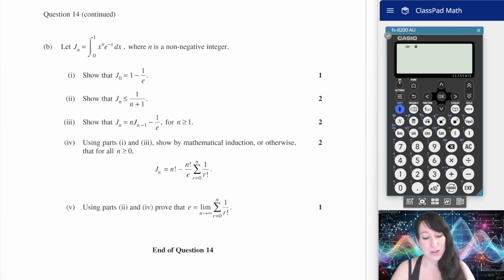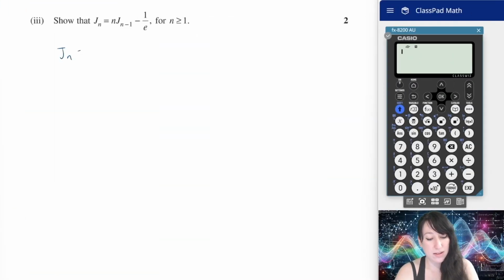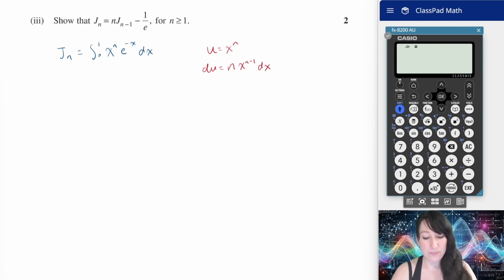Part 3. Show that Jn is equal to n times Jn minus 1 minus 1 over e for n greater than or equal to 1. Okay, remember that Jn is the integral from 0 to 1 of x to the n e to the negative x dx. We'll do the usual integration by parts here. U will be x to the n, so du is n x to the n minus 1 dx. dv will be e to the negative x dx, so v will be negative e to the negative x.